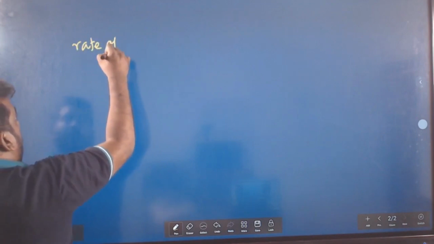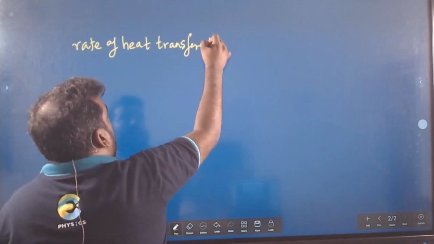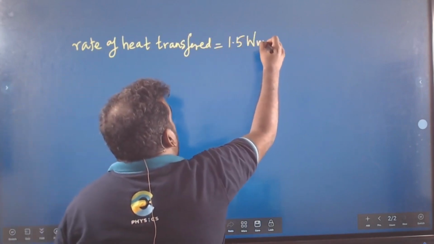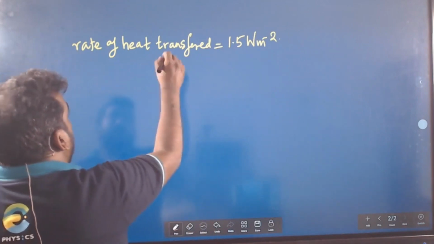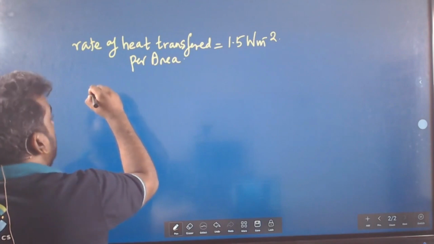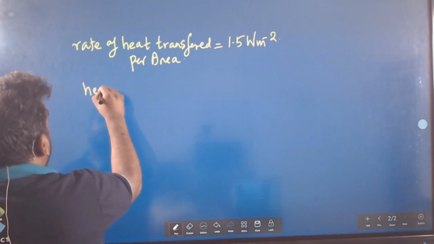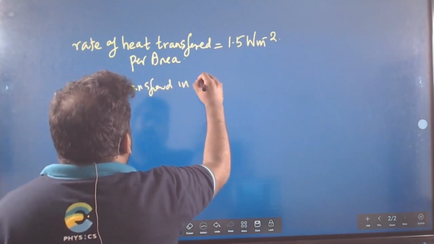Look at this guy. Now we know the rate of heat transfer. Rate of heat transferred is 1.5 watt per meter square, per area. So heat transfer in 2 days.